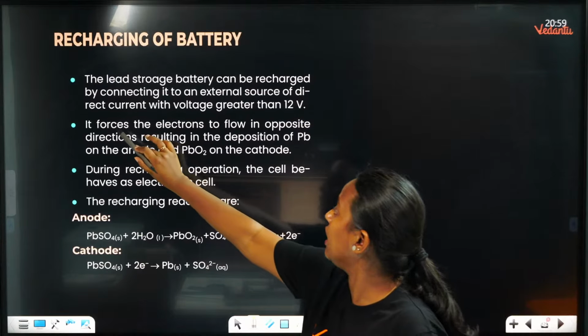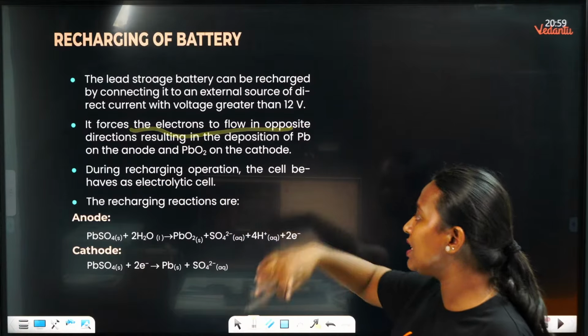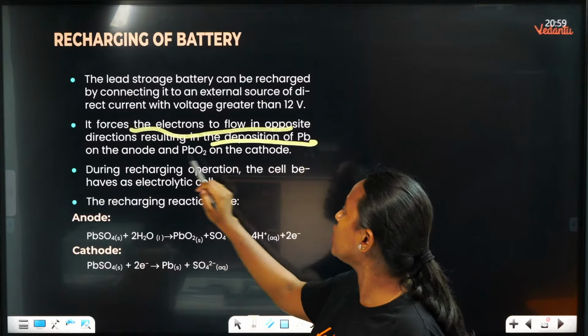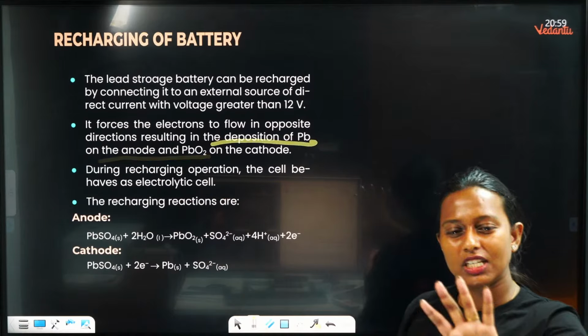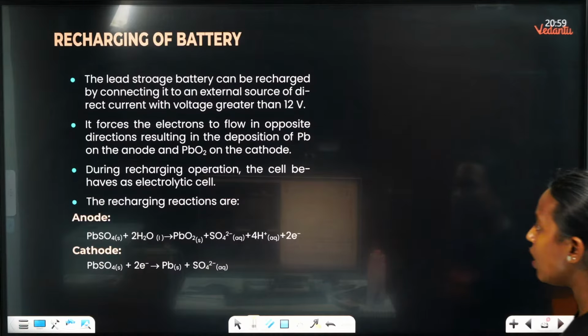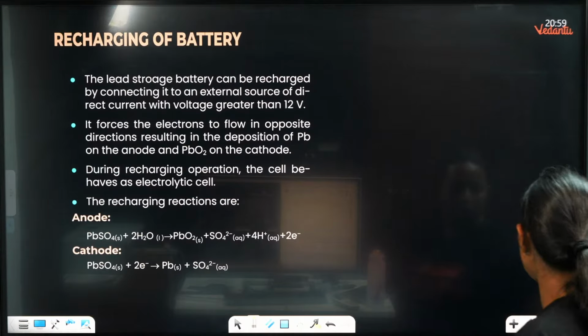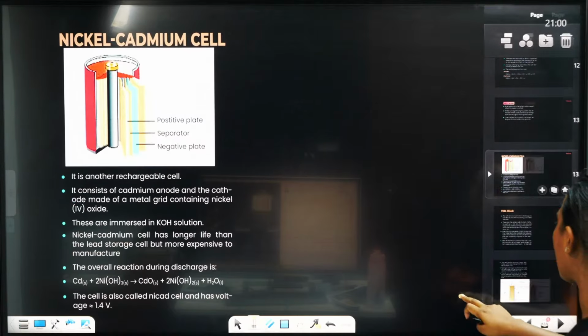So if the electrons are forced to flow in the opposite direction, it results in the deposition of Pb on the anode and PbO2 on the cathode, just the opposite, the cell reaction gets reversed, that's all. So anode reaction and cathode reaction, that is very important. Then we are moving to the nickel cadmium cell.